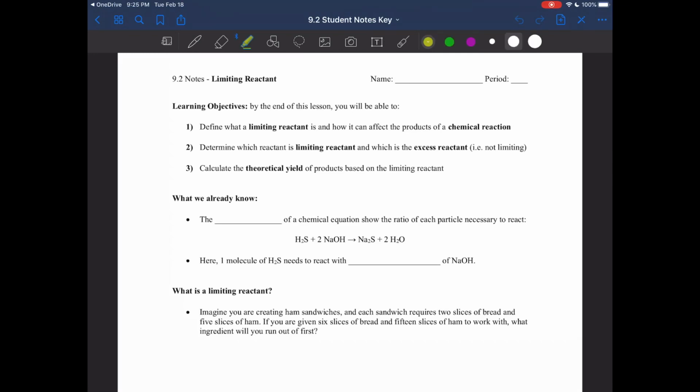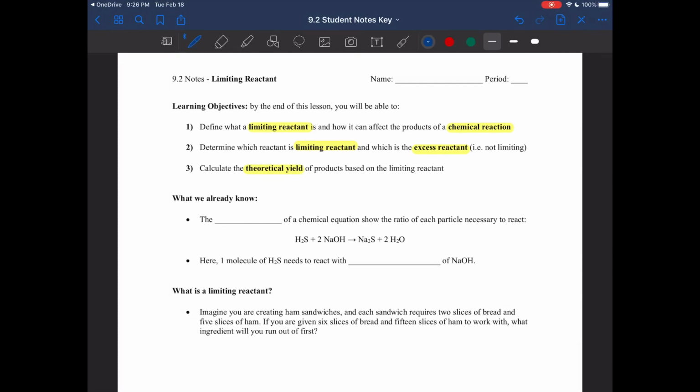Today we're going to learn about a chemical concept called limiting reactant. The objectives for this lesson are: we want to know what a limiting reactant is, and see how it affects the products of a chemical reaction. Then we want to determine what the limiting reactant is and what the excess reactant is in a chemical reaction. And finally, we want to calculate the theoretical yield of a product using that limiting reactant.